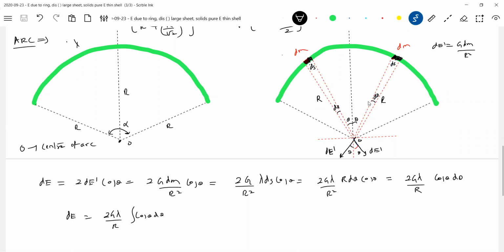0 to alpha by 2, because I assume two elements. What is the angle subtended by the arc, alpha? Shall I take minus alpha by 2 to plus alpha by 2, or 0 to alpha by 2? 0 to alpha by 2, because I picked up two elements. So the limit will come 0 to alpha by 2, so this will become equal to 2g lambda r integral of cos theta sine theta, 0 to alpha by 2.